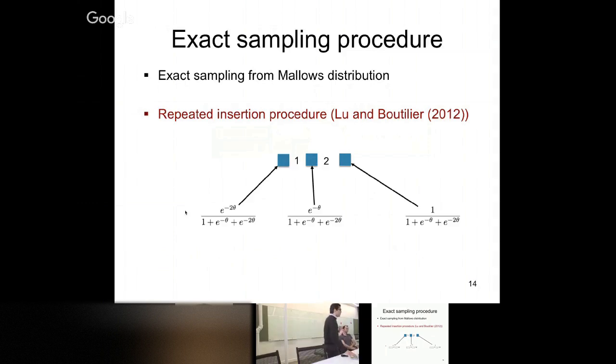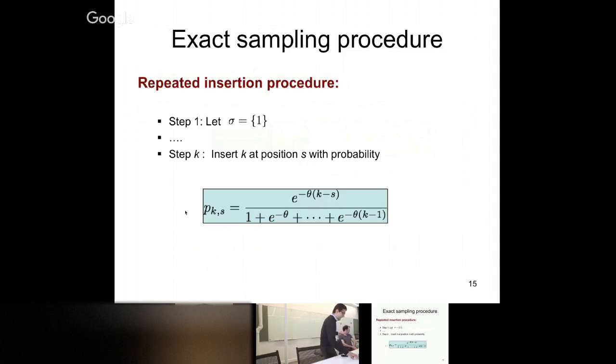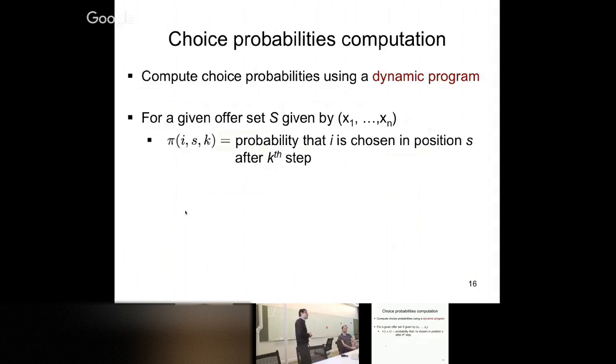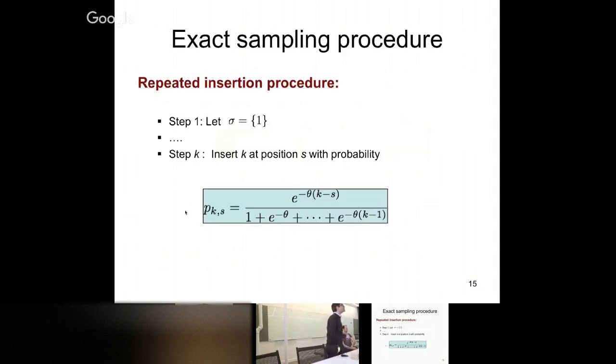Now, this has further nice properties: I can actually use this procedure in a dynamic program setting to compute the choice probabilities. Like that was an algorithm that can sample if you know sigma 0 and theta. Yes, you know sigma 0, but then when you want to learn, you don't know. So then you have to learn sigma 0 as well, no?